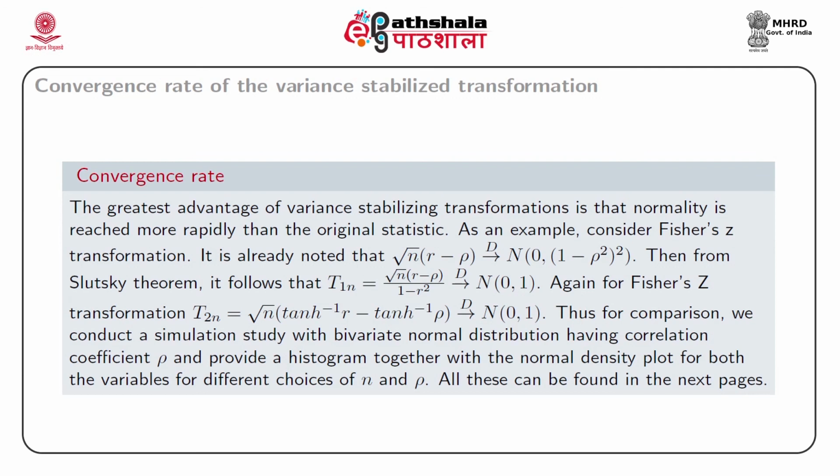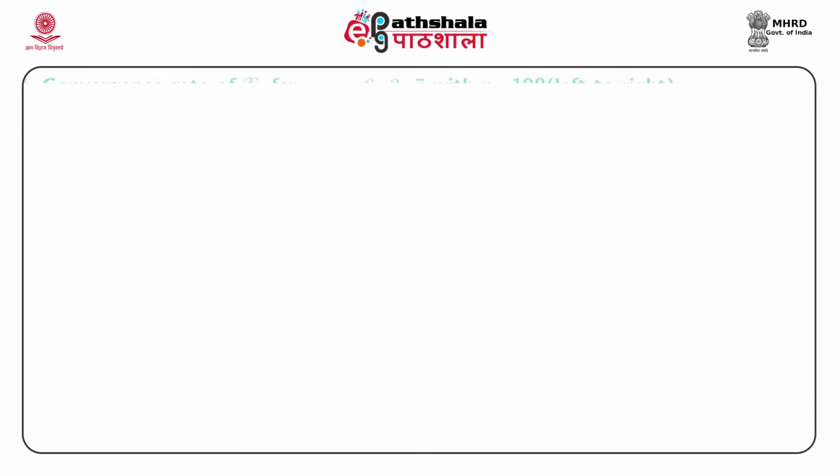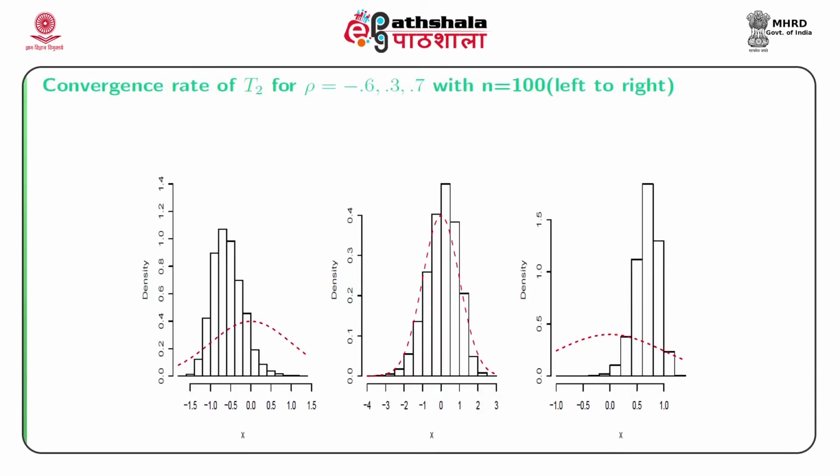Again, for Fisher's z transformation, T2n defined by square root of n multiplied by (tanh inverse r minus tanh inverse rho) converges in distribution to standard normal. Thus, for comparison, we conduct a simulation study with a bivariate normal distribution having correlation coefficient rho and provide a histogram together with the normal density plot for both the variables for different choices of n and rho. All this can be found in the next pages. In the first page, you can find the histograms for the variable T1 for n equal to 150 and rho as minus 0.6, 0.3 and 0.7. In the second page, you can find the corresponding histograms and the normal density for the statistic T2.